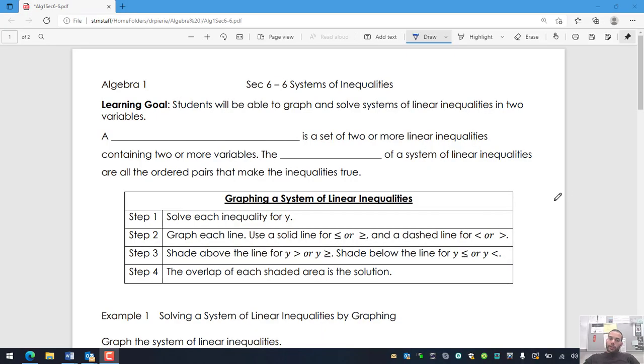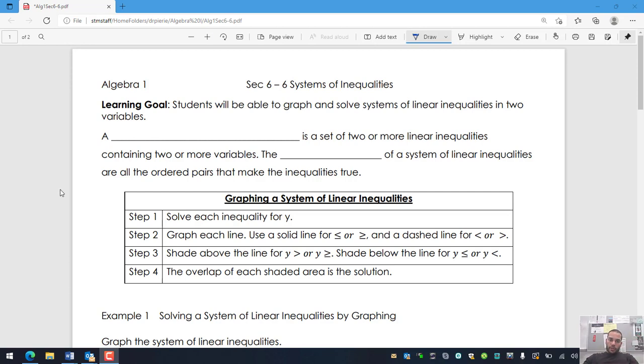All right, guys, so in this section, we're going to talk about systems of inequalities. In section 5.6, we talked about graphing linear inequalities with the dotted lines and the shade above or shaded below. Today, we're going to basically do two or more of those inequalities on the same graph. It's called a system of inequalities. So basically, we're merging together section 5.6 with section 6.1.